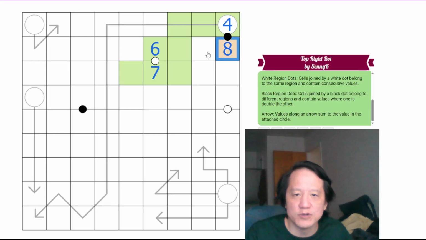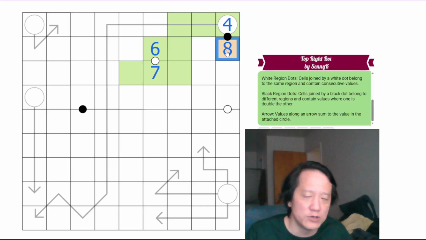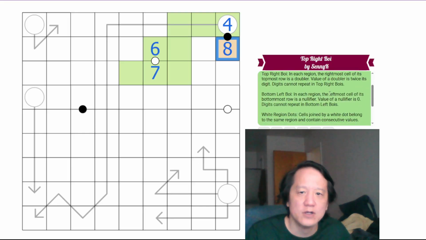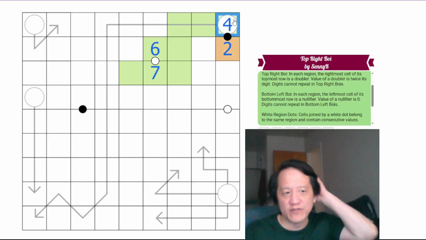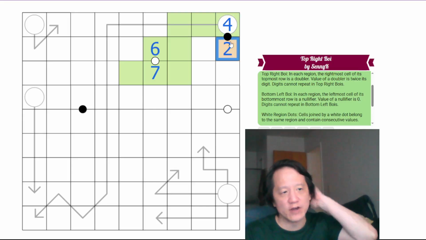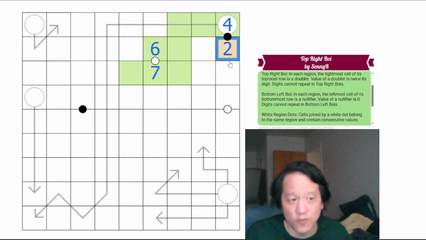Say it was a region here. Then these values would have to be in a 1 to 2 ratio. So you could have 4, like, say this was also a top right boy here. Then if this was 4, this would have to be 2 or 8 to maintain the 1 to 2 ratio. This would have a value of 8, and this would have a value of 16 or 4.